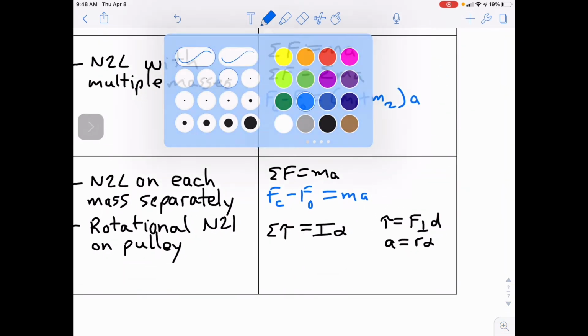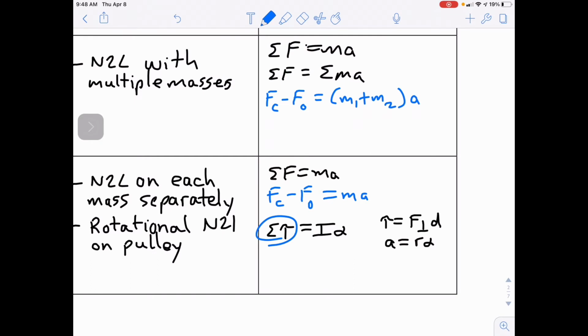Similarly, you should be able to break down a net torque into a causing torque minus opposing torque equals I alpha. Causing torque would cause the object to rotate in one particular direction. The opposing torque, of course, resists that rotation.